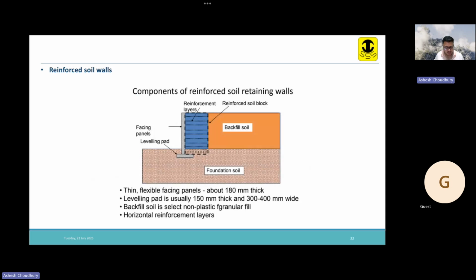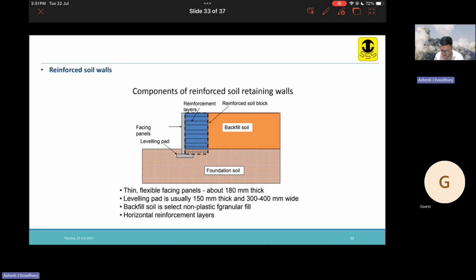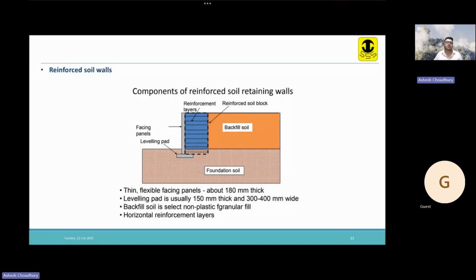Now these are the basic components of a reinforced soil wall. So what do we have? First, we have our foundation soil. Then we have what is called a leveling pad. Then we have the backfill soil, the retained soil. Then we have the reinforced soil, the reinforcement, and the facing panel. So these are the basic constituents of the reinforced soil retaining wall structure.